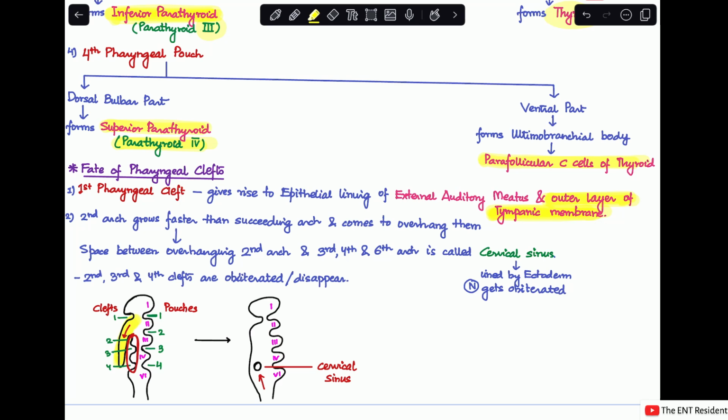So this is all about the pharyngeal arches and their derivatives, the things that you need to remember: what the pharyngeal pouches are and what the derivatives of the pharyngeal clefts are. And that whole table that I have just showed you says which are the nerve, artery, cartilage and muscles of each of the arches.